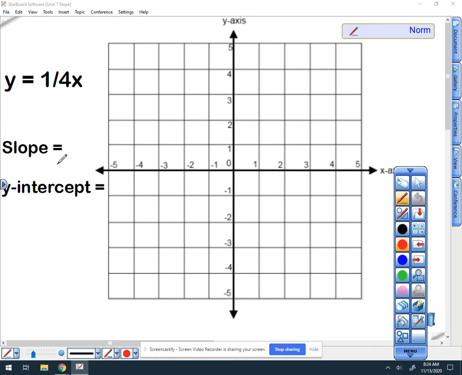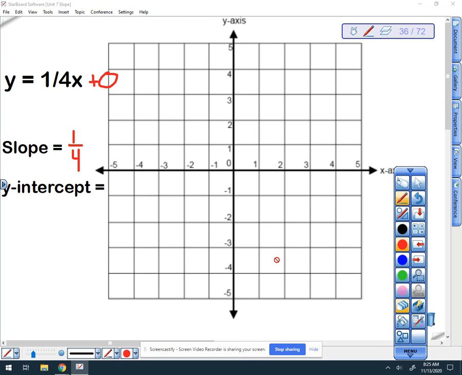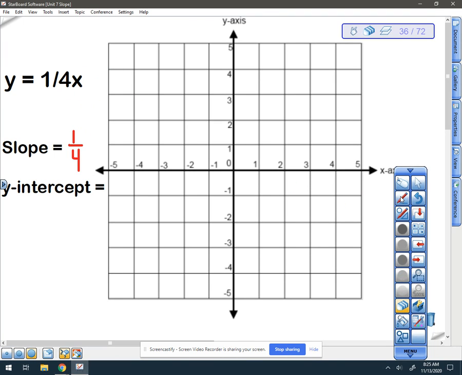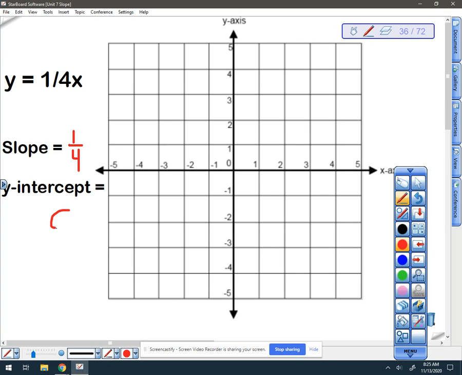Here's a good one that looks different. Y equals 1/4 x. So what's the slope? What's in front of the x? 1/4. But then we look at it and say, okay, what's the y-intercept? Well, there's no number there. If there's no number there, it's like having plus 0, but you wouldn't write that in the equation. You would just leave it blank. So if you don't see the y-intercept, that means the y-intercept is 0. So you cross right at the origin, at 0. The y-intercept is 0, dot at 0.